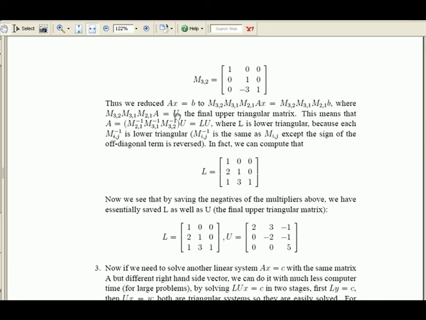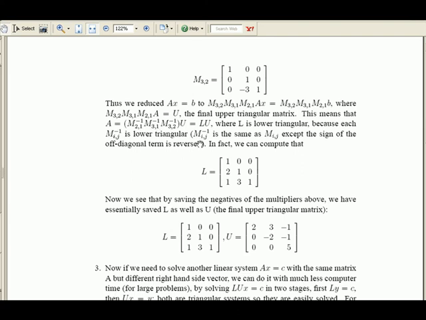Then you solve the linear system using back substitution. But notice that this means that A is equal to M21 inverse, M31 inverse, M32 inverse times U. But the inverse of each of these lower triangular matrices is lower triangular, as we saw in the first chapter, and the product of lower triangular matrices is lower triangular, so this in parentheses must be a lower triangular matrix. So we found an LU decomposition of A, where L is actually the product of the inverses of these elementary matrices.